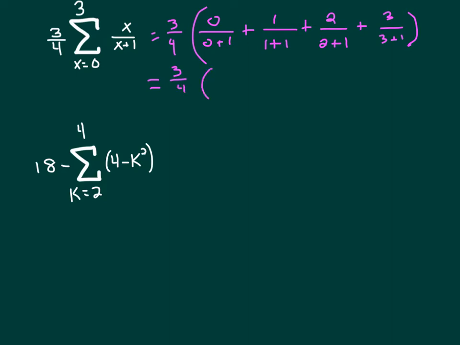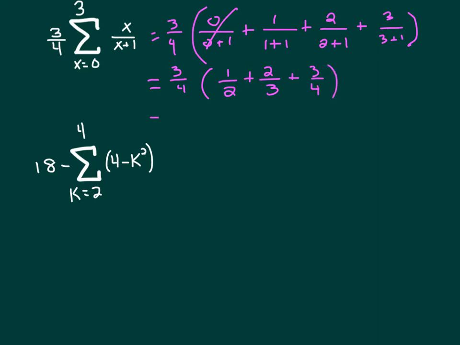Well, first of all, 0 over 0 plus 1 is 0 over 1, and 0 divided by 1 is just equal to 0. So I'm just going to get rid of that so we don't have to look at it. All right, so 1 over 1 plus 1 would just be 1 over 2. And then plus 2 over 2 plus 1 would be 2 over 3. And then plus 3 over 3 plus 1 would be 3 over 4.